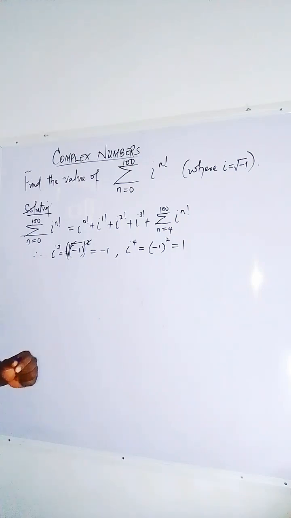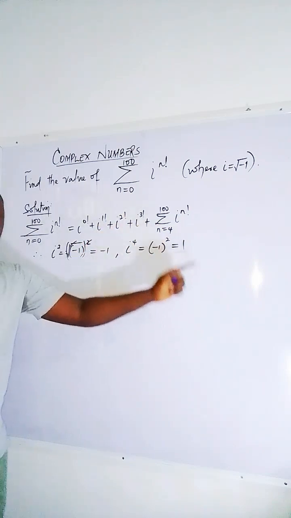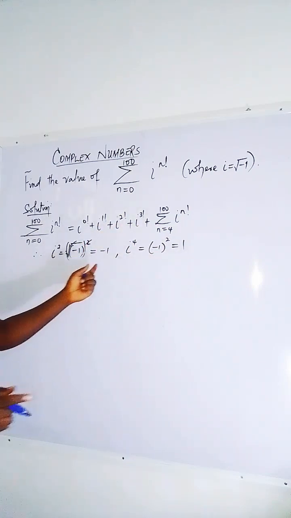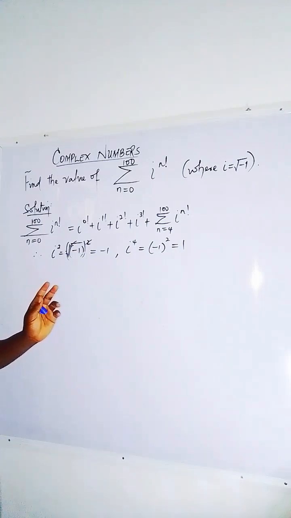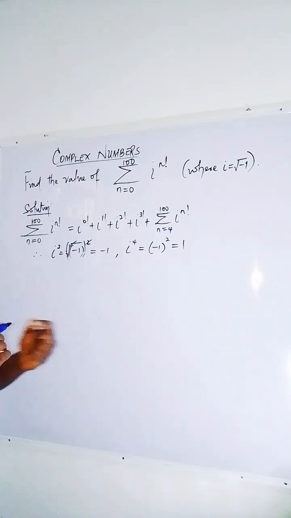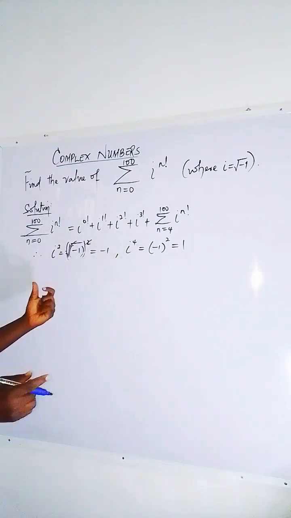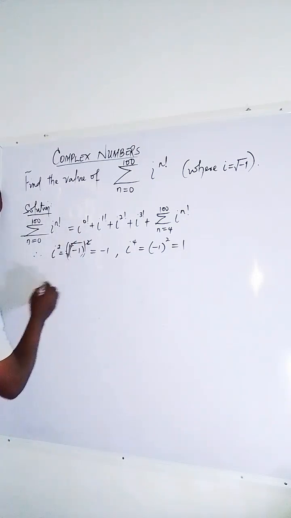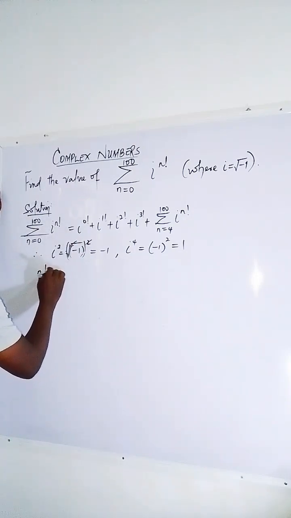i to the power of a multiple of 2 which is not a multiple of 4, we are going to have -1. It's not a multiple of 4, but it's a multiple of 2. So let's try to differentiate that, in modulo 4 and in modulo 2. Note that. So now here, n factorial.